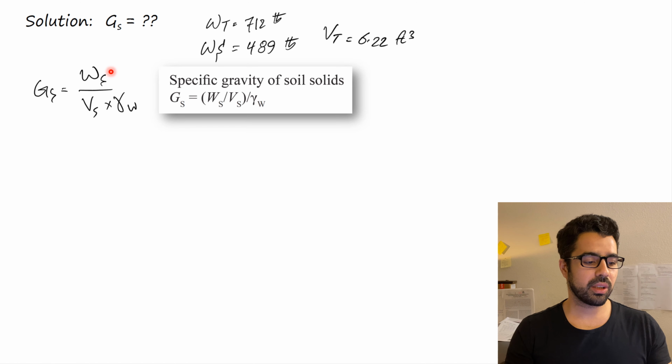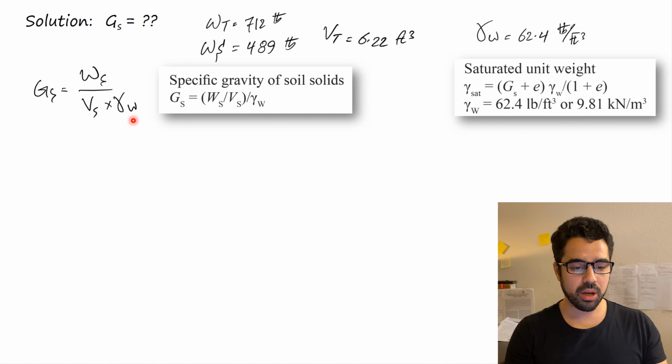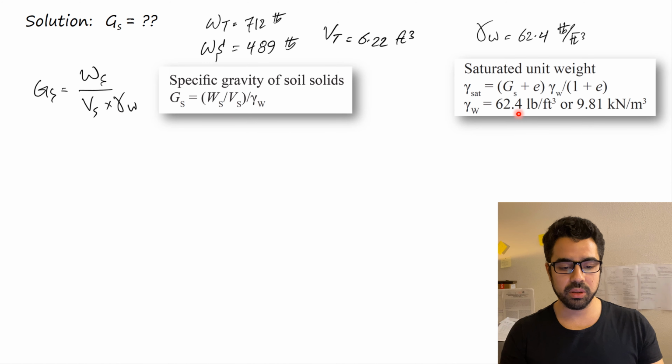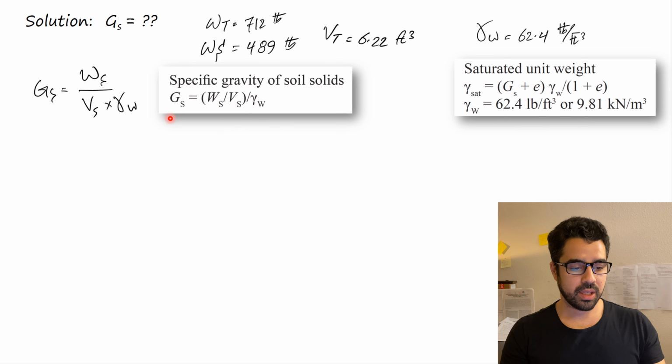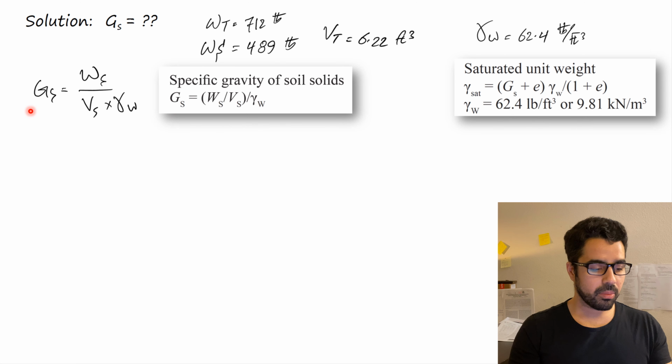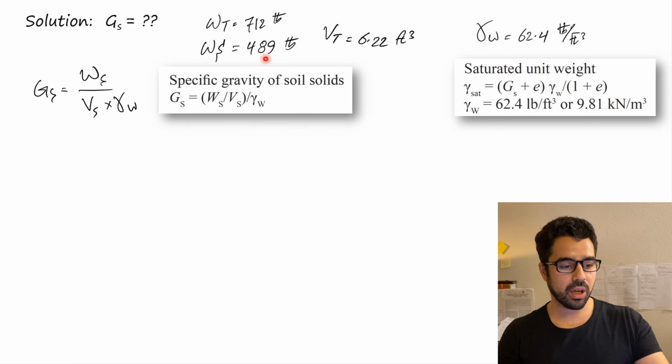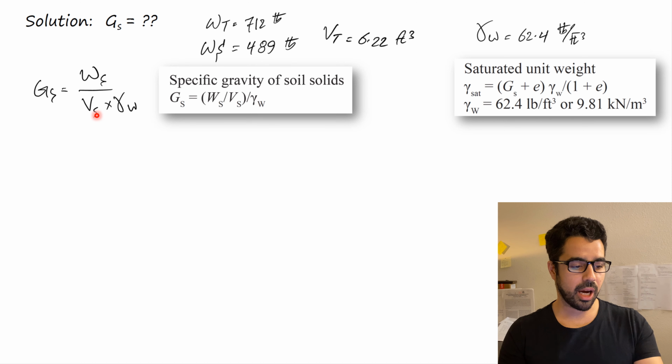So the equation is basically the weight of solids, which is given, the volume of solids, which we don't have, and gamma water. Gamma water is given. If you go to the reference manual, it's 62.4, and that's how it looks. There is a gamma saturation equation right on top of it. So if we go back, the weight of solids, 489, is given, and gamma water is given.